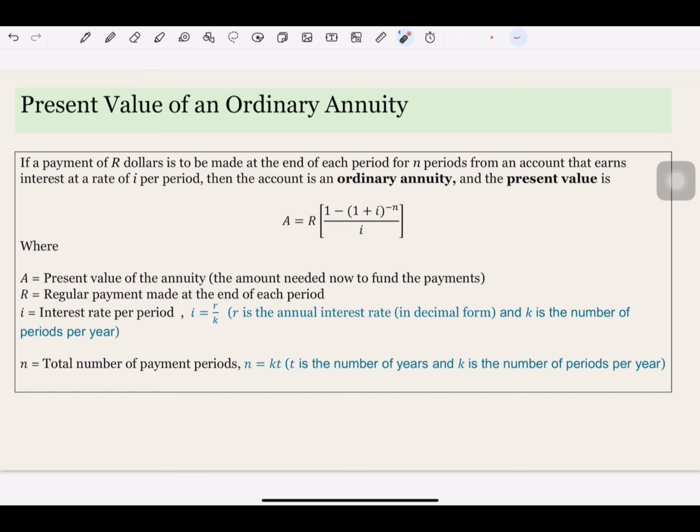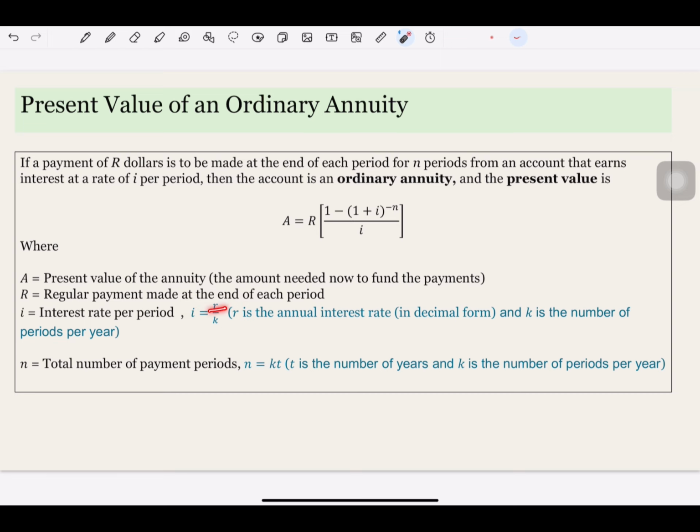In this formula, A represents the present value, that means the amount of money you need right now. R represents the regular payment made at the end of each period. And I represents the interest rate per period. Usually to get that, we divide r by k.